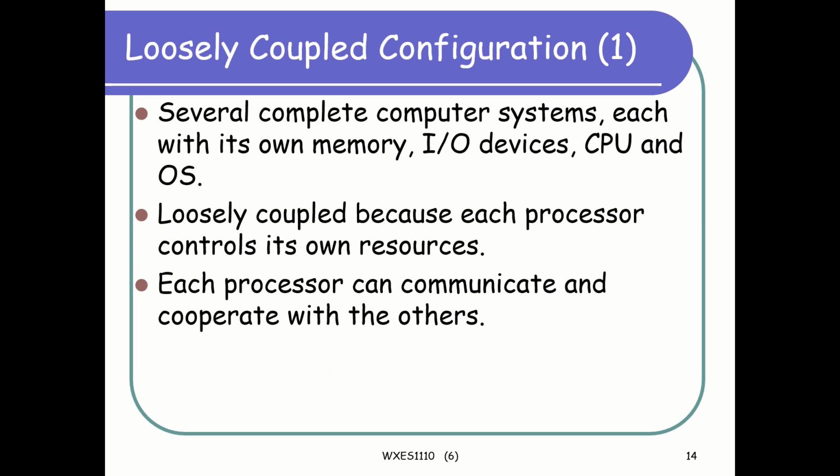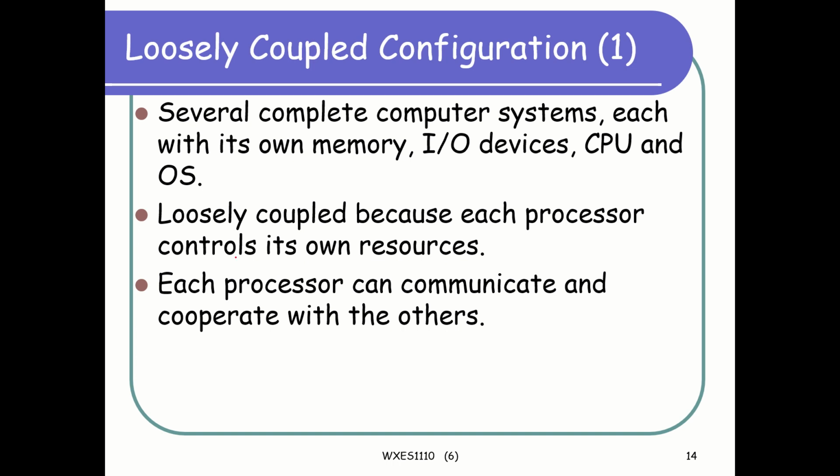Now we see the loosely coupled configuration, number 2. Several complete computer systems, each with its own memory, input output device, CPU and OS. Loosely coupled because each processor controls its own resources. You can say that these are different machines connected with a network.